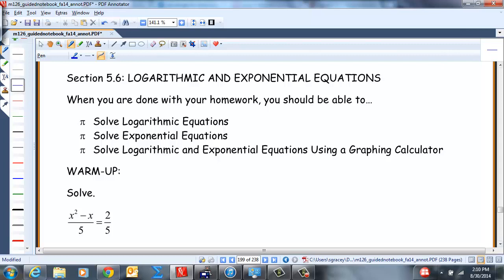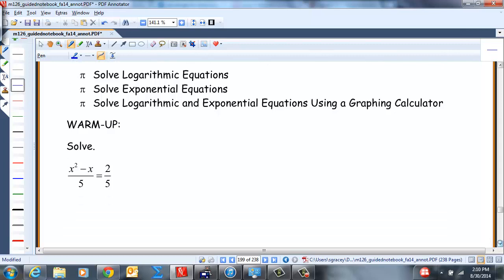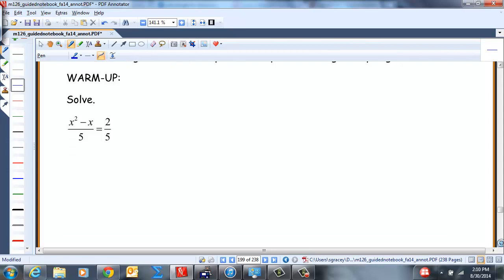So let's go ahead and start out by doing this warm-up here. What I want you to look at is, what is the denominator for both sides of this equation? Right, it's 5. So doesn't it make sense that this numerator would have to equal this guy? You got it. So let's solve it.